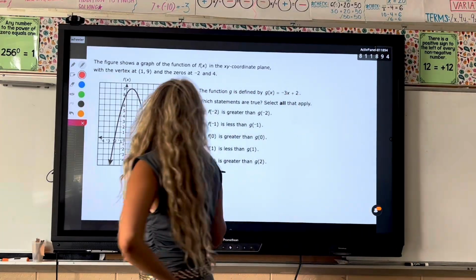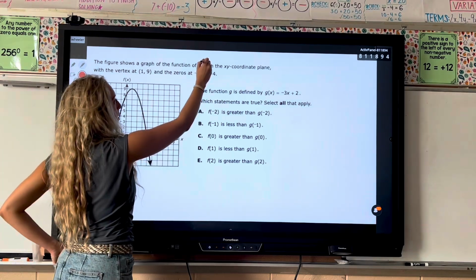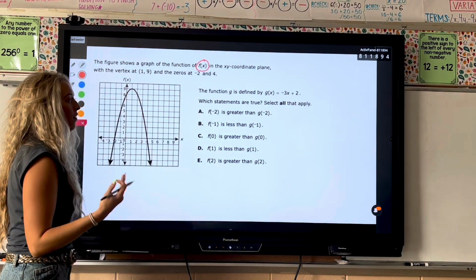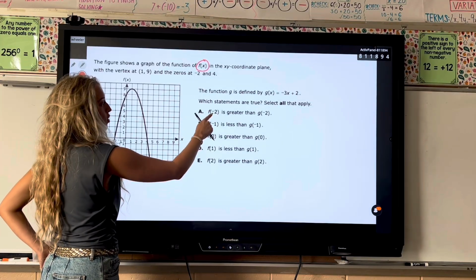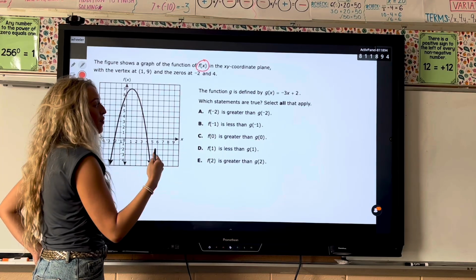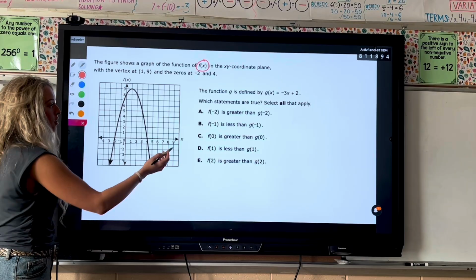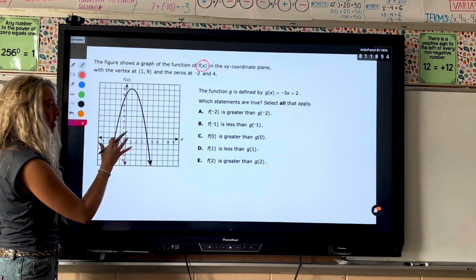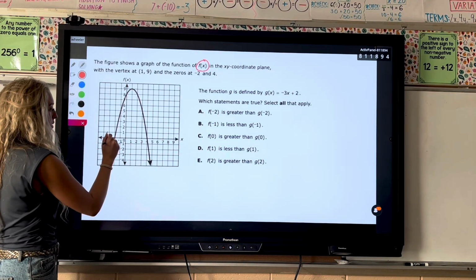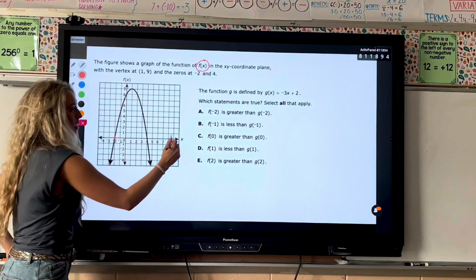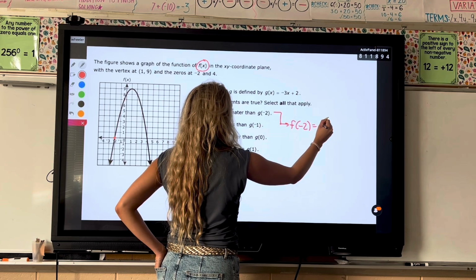So the first option that we have says f of -2 is greater than g of -2. So if you remember, this is expressed as f of x. X is our input and f of x is our output. So basically when x is -2, f of -2 would be the y value. Thankfully, we have a graph, which is pretty straightforward. So since I'm comparing f of x with g of x, I will look at my graph of f of x first. When x is -2, y is 0. So for A, f of -2 is 0.